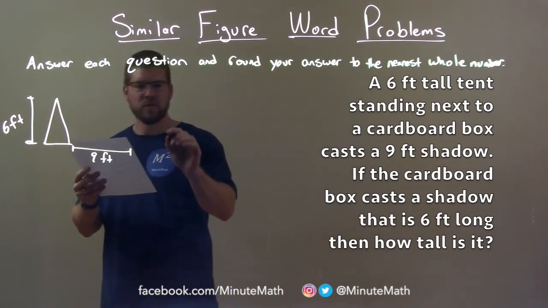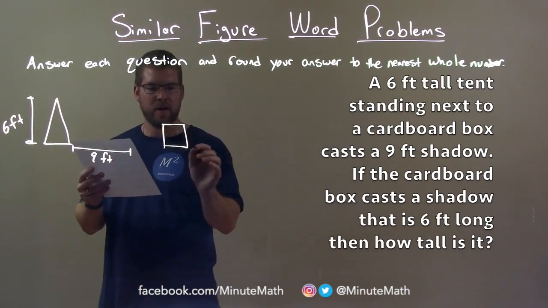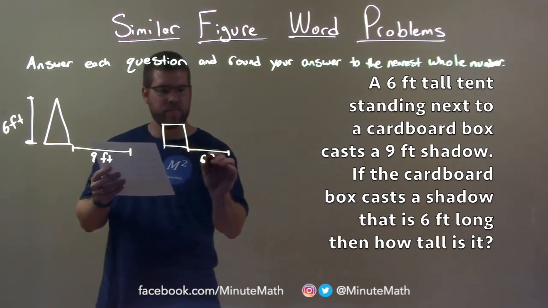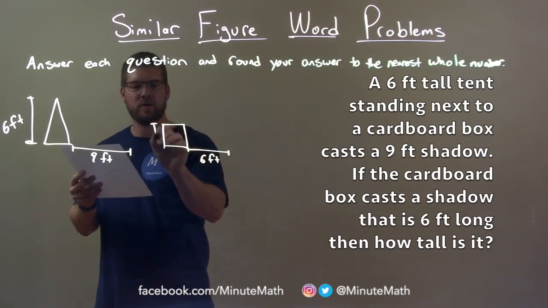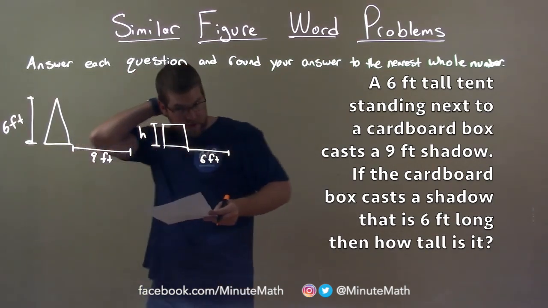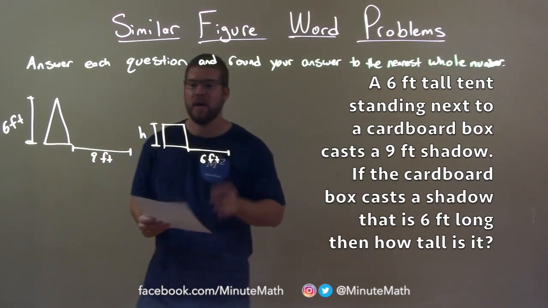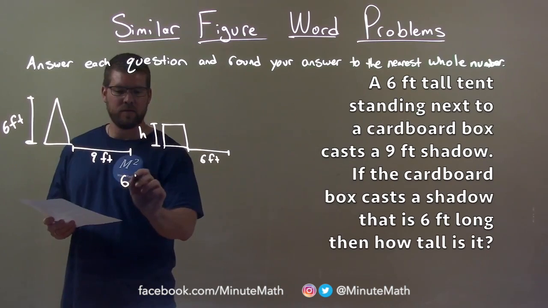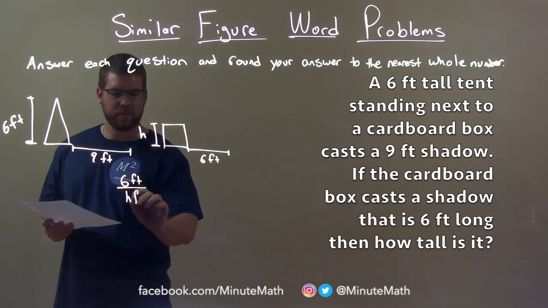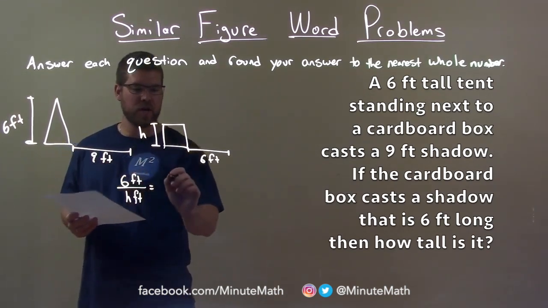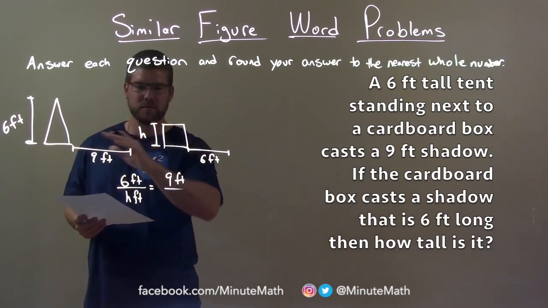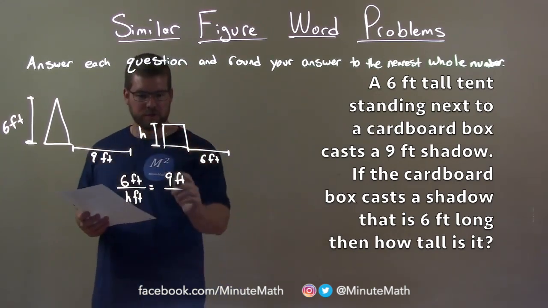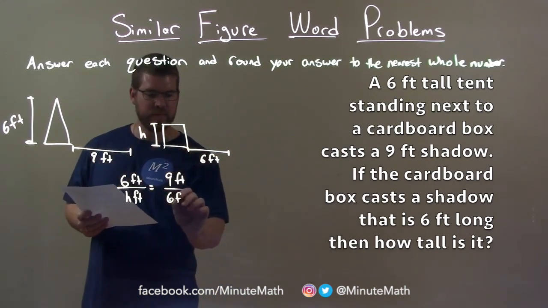Then there's a cardboard box nearby, and that cardboard box casts a shadow that is 6 feet long. What's the height of that box? So we need to set up a proportion. We have the height, 6 feet, over h feet, equal to the length of the shadows as a proportion. The shadow to height ratios should be the same proportion. So 9 feet to 6 feet.